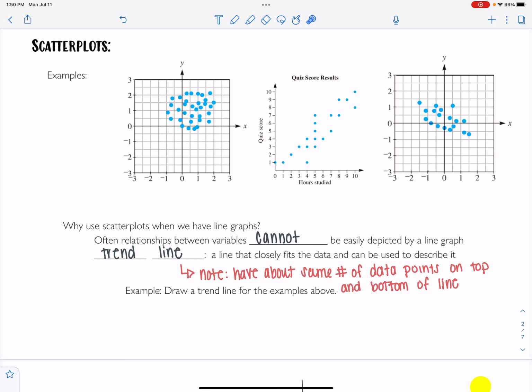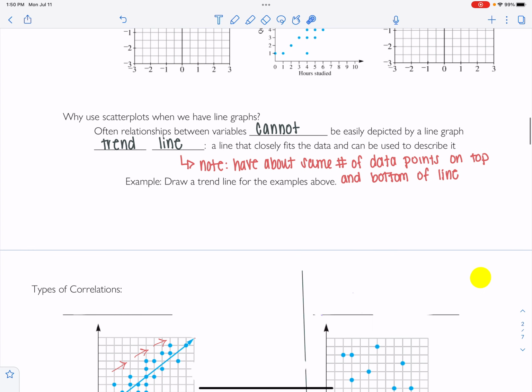Now we want to describe them in a certain way. So we want to say if they're positive, negative, or no correlation. And then with that, we want to introduce this idea of trend lines. So you can see down here below, a trend line is a line that closely fits the data. And then something that I added in there, meaning when you draw your trend line, you have about the same number of dots on the top and on the bottom. And so the trend line does want to follow the data, but then that's going to give us a picture of the data on this specific line.